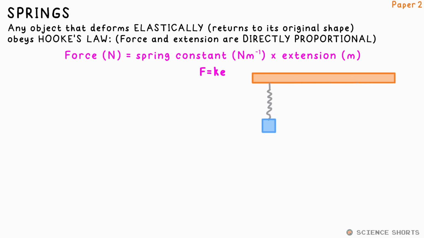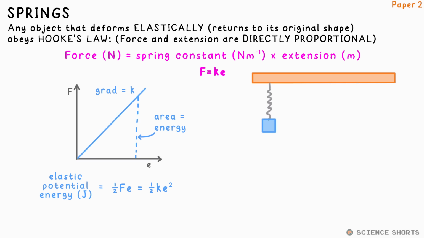This works for any object that stretches elastically, that is, returns to its original shape and length once the force is removed. It can also be true if an object is compressed instead. The area under the graph gives you the work done on the spring and therefore the elastic potential energy stored in the spring.